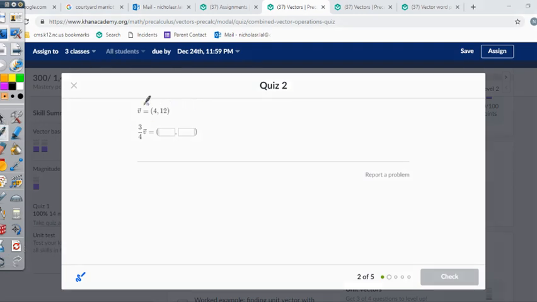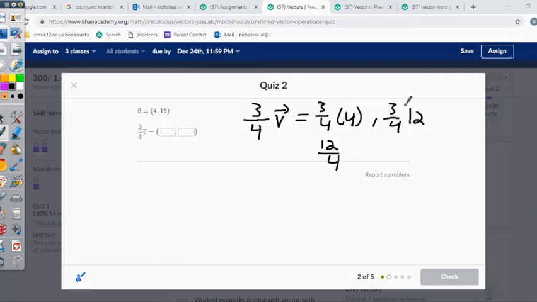Vector v has components of 4 and 12. So we need to find 3/4 of vector v as a scalar. So if we have 3/4 times 4, 12, right? So 3/4 of vector v, that's equal to 3/4 times 4 and 3/4 times 12. So that becomes 3 times 4, that's going to be 12/4 over 3 times 12, which is 36/4.